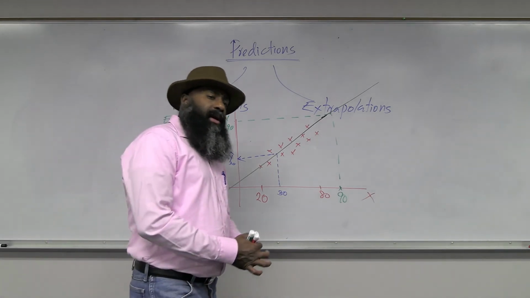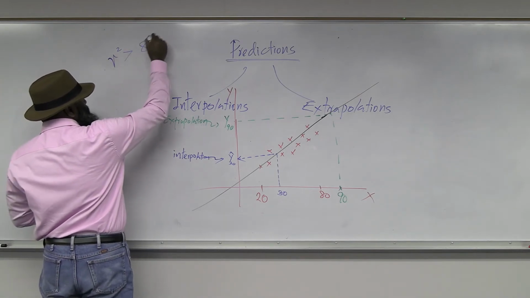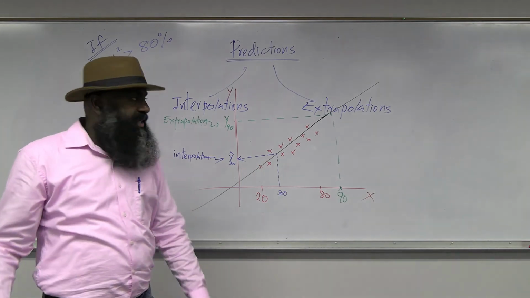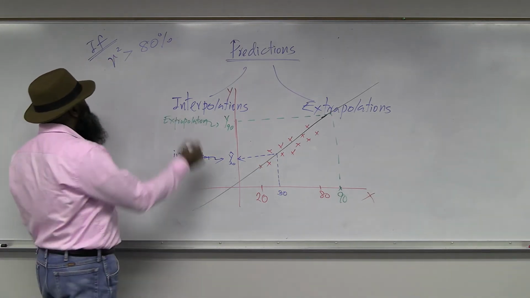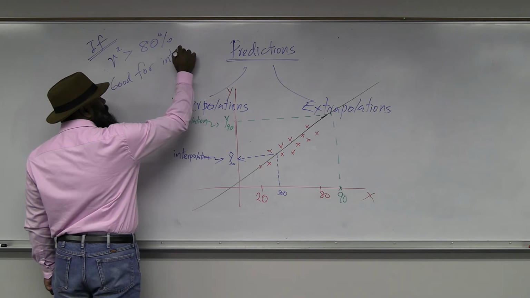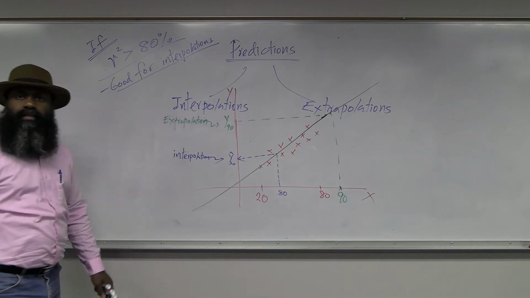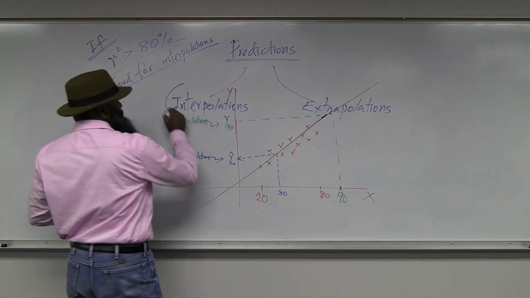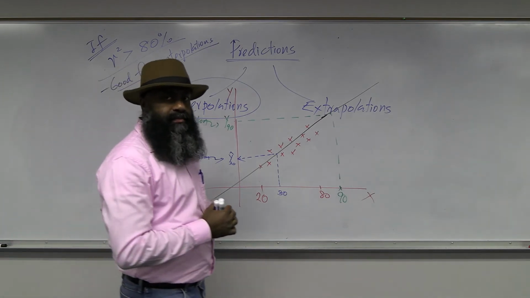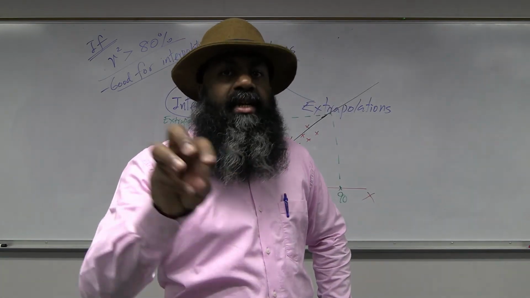Now this is how you will evaluate. If your R squared is greater than 80%, your estimated regression equation is good for interpolations. So we are done with interpolations. We have a way to figure it out. Then how about extrapolations? Now extrapolations will have some additional calculation.